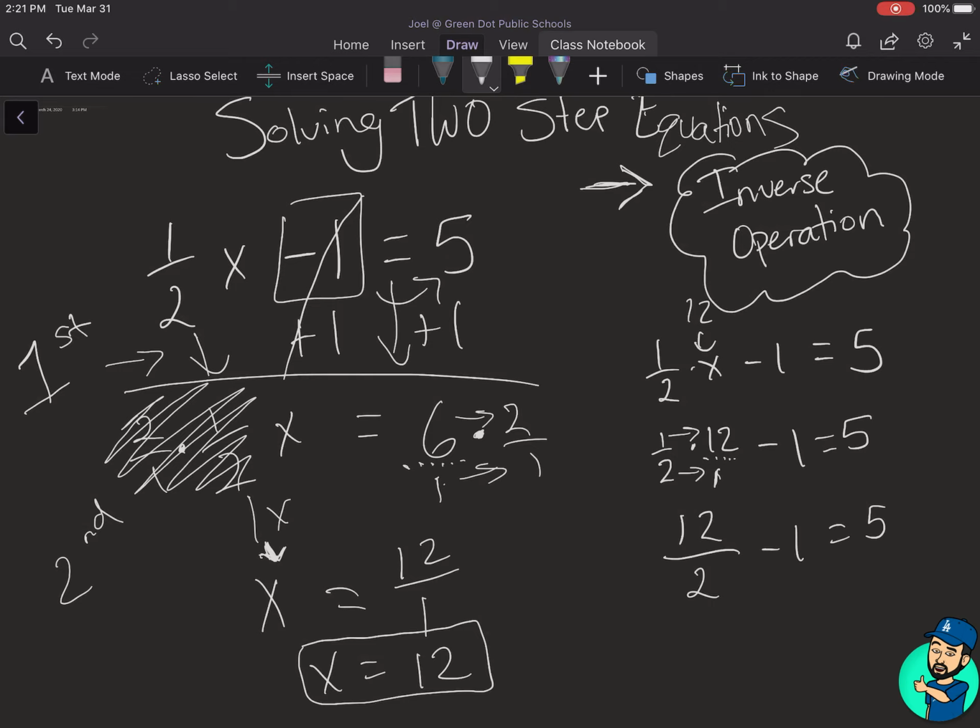Now, in PEMDAS, in order of operations, you need to do division before subtraction. So again, division comes before subtraction. 12 divided by 2 is 6. And then I copy and paste everything else down. 6 minus 1 is 5. And 5 does equal 5. So I conclude, or we can conclude, that x does equal 12.